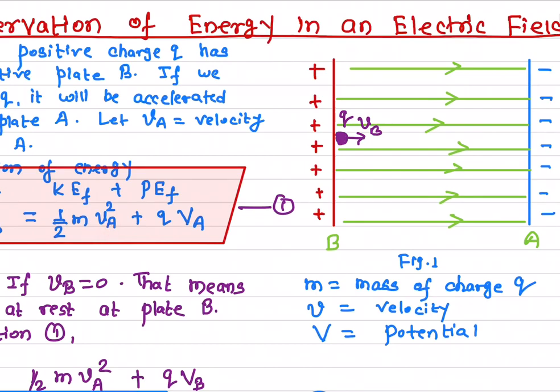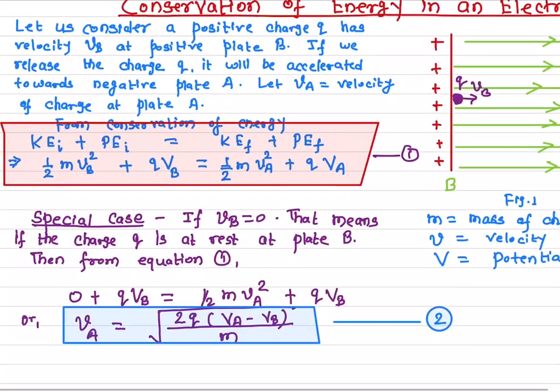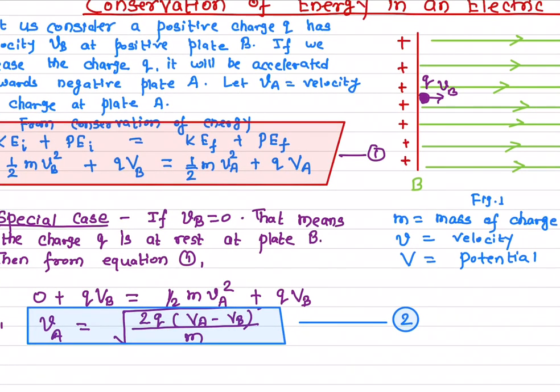Now when the particle reaches this point, we assume the velocity of the charged particle at that point is VA, and the potential energy at this point is Q times VA. So this is the conservation of energy equation.